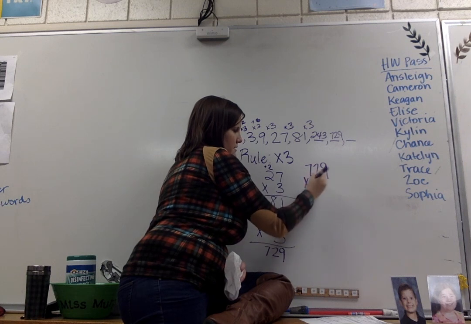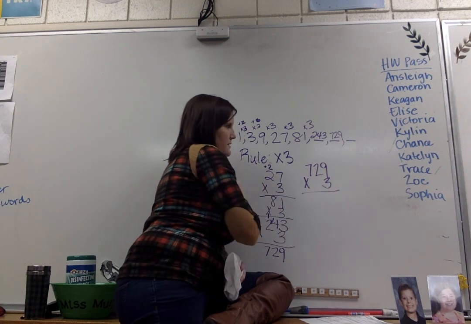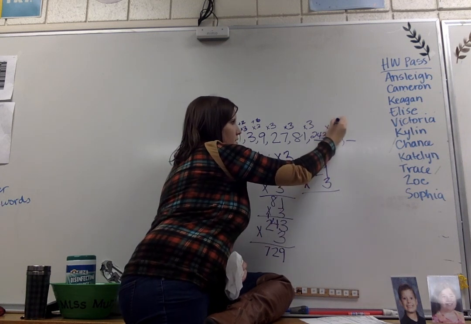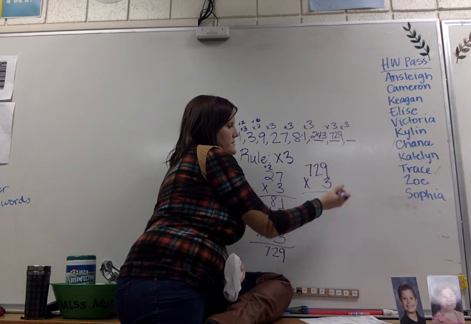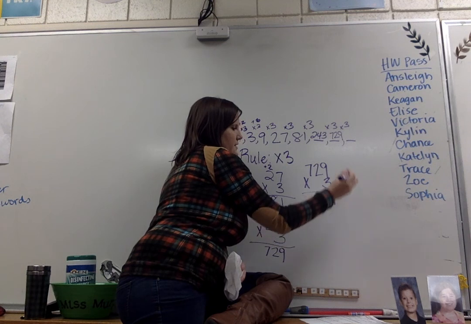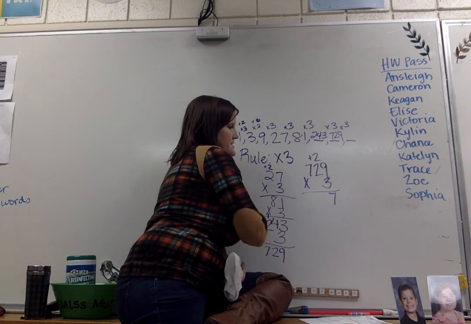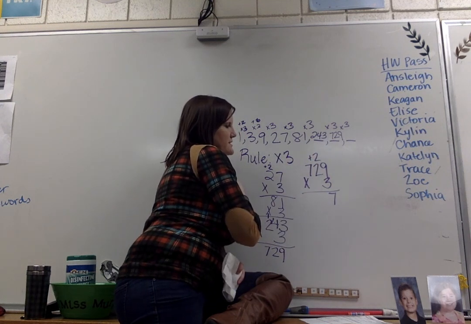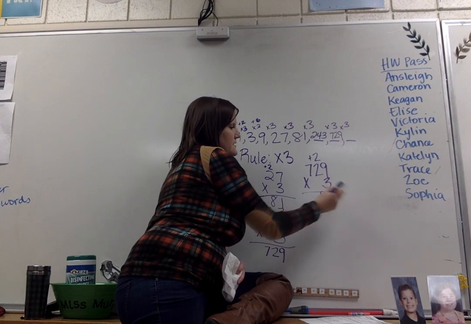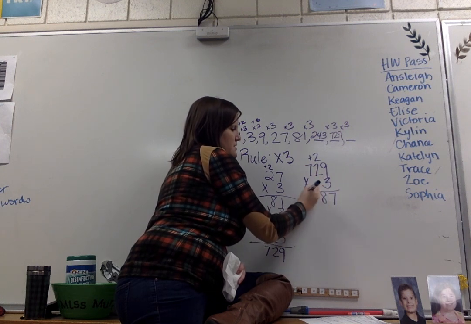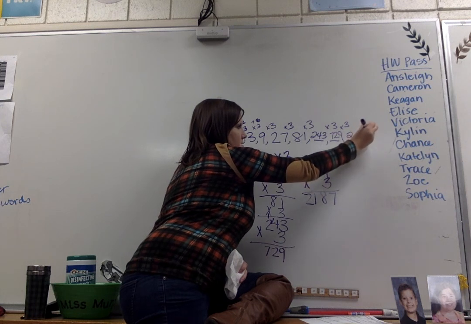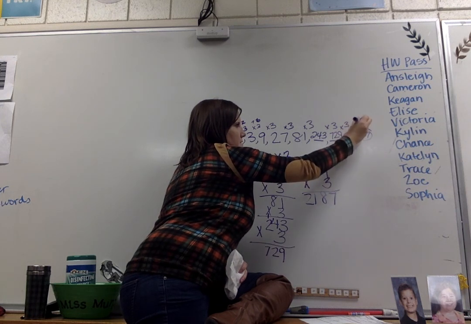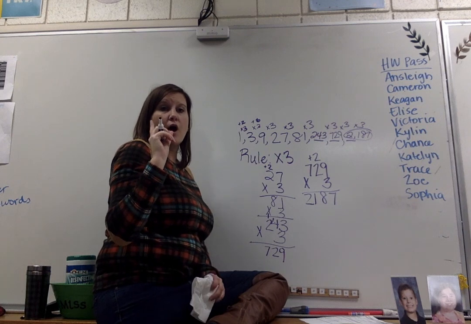729 times 3. Going to keep on multiplying by 3. 9 times 3 equals 27. 7 goes in the ones. 2 goes above the tens. 2 times 3 equals 6 plus 2 equals 8. 3 times 7 equals 21. So that'd be 2,187.